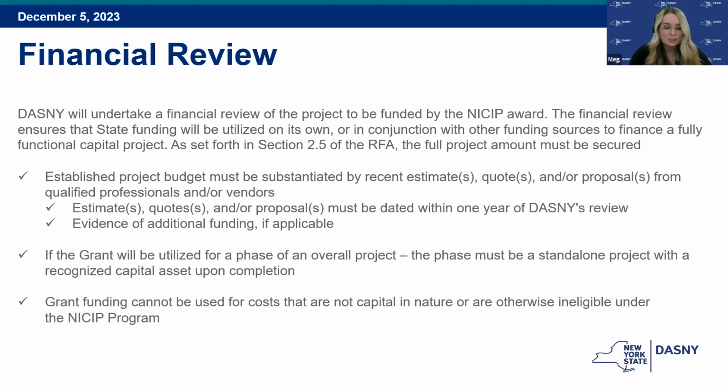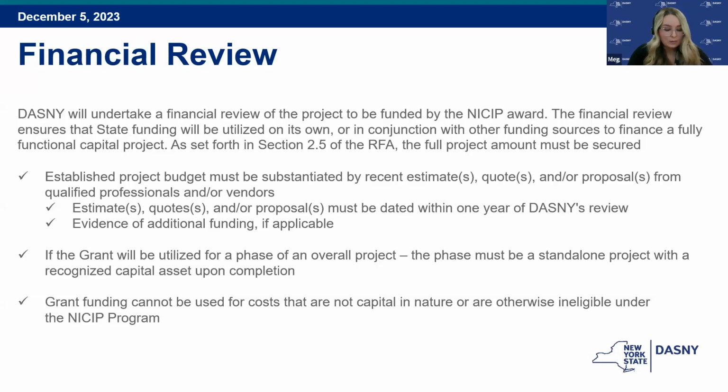As set forth in Section 2.5 of the RFA, the full project amount must be secured. As long as the applicant provides financial documentation with their application, the financial review should be very easy and quick for DASNY to complete. DASNY should already have all the information needed to complete this review. This includes an established project budget, substantiated by recent estimates, quotes, and/or proposals from qualified professionals and/or vendors.